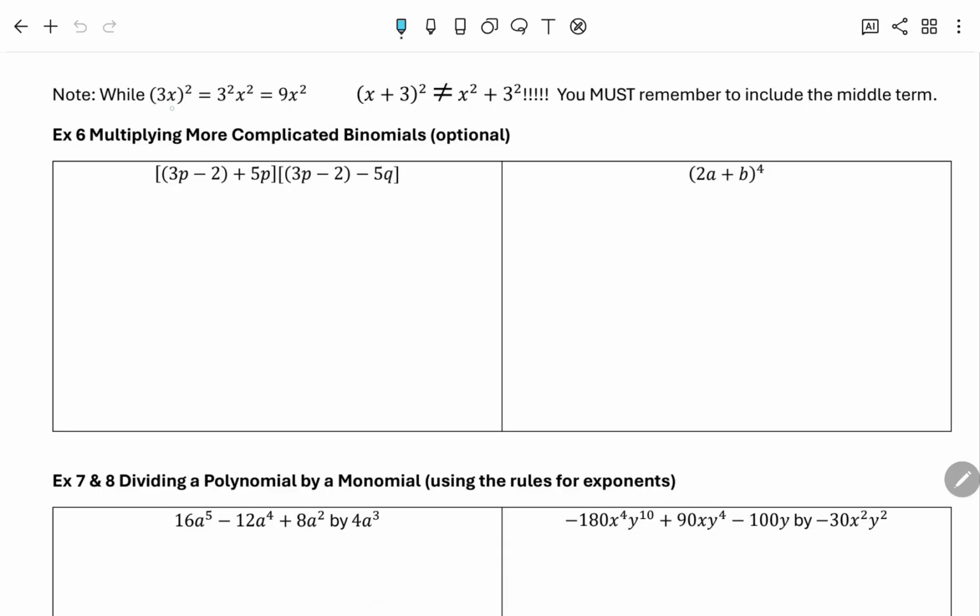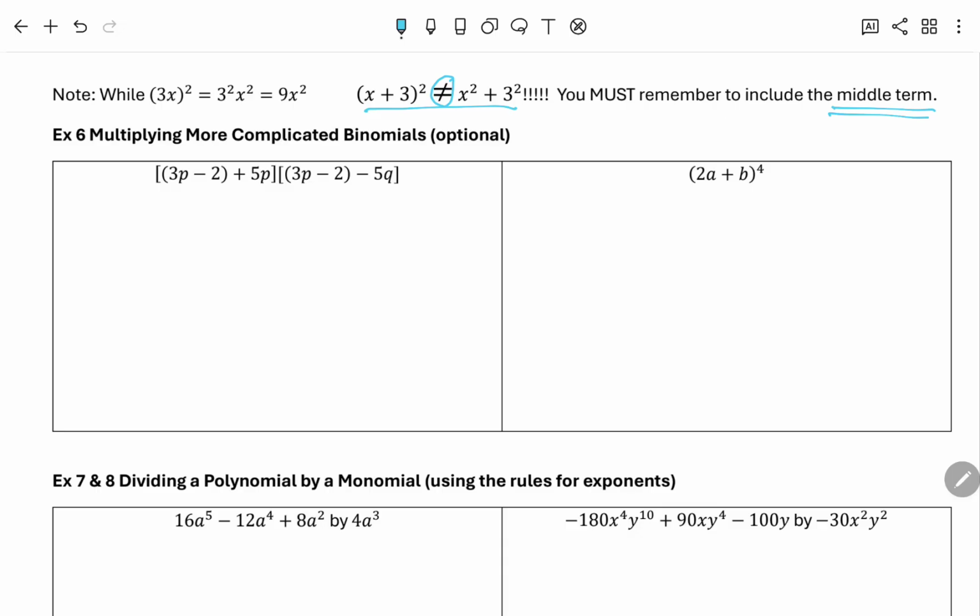Okay, while 3x quantity squared is the same as 3 squared times x squared, which is 9x squared, this is not a thing. See the big not equal to. We cannot just simply take this 2 and distribute it here, because our variable and our constant are being separated by an operation of addition or subtraction. So this is something that kids think they can do. They try to do it, and no. I say bad things happen in the universe when you do that. So don't forget that, just like we've seen above, there will be a middle term.